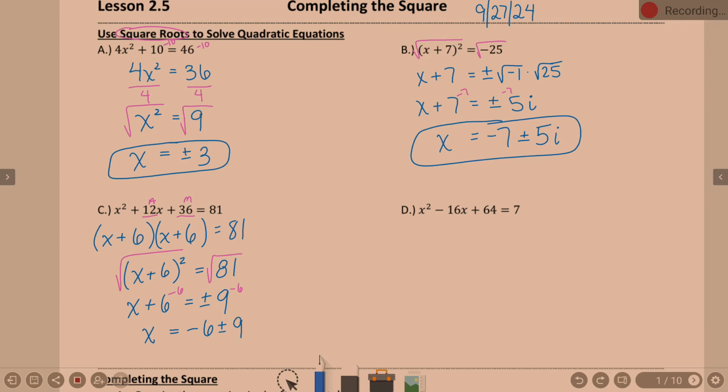No? It wouldn't be that? Okay. So -6 plus or minus 9. It's just 9 because we already took the square root. The square root of 81 is 9. We don't just infinitely keep taking the square root. We took it once, we're done.